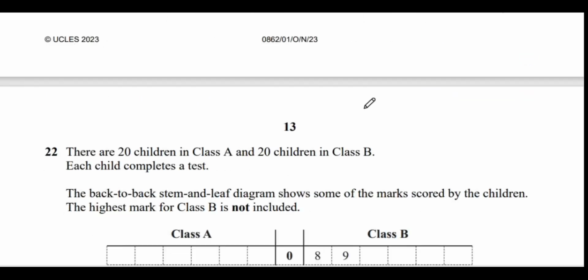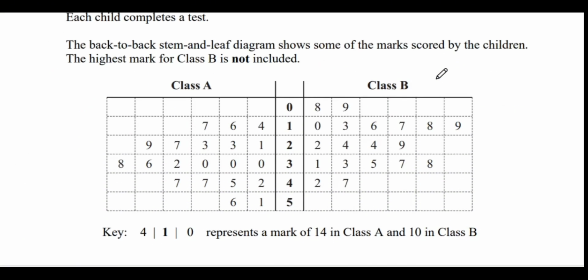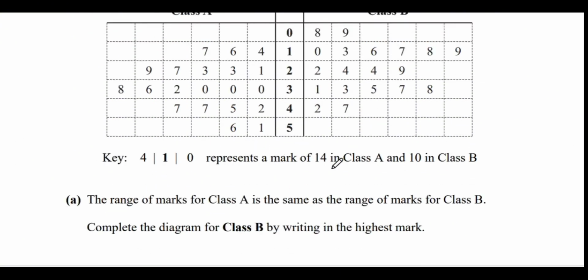Okay, so we'll move to the next one. The next one is a question on stem and leaf. So they say back-to-back stem and leaf diagram. There are 20 children in class A and 20 in class B. Each child completes a test. The back-to-back stem and leaf diagram shows some of the marks scored by the children. The highest mark for class A is not included. The highest mark for class B is not included. So there's still a higher mark which we don't know yet. So they gave you the key.